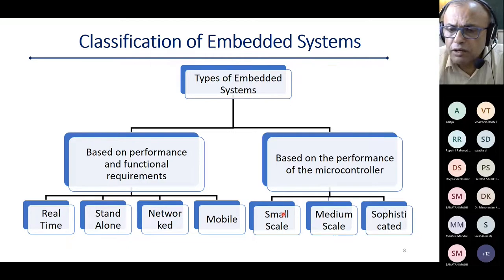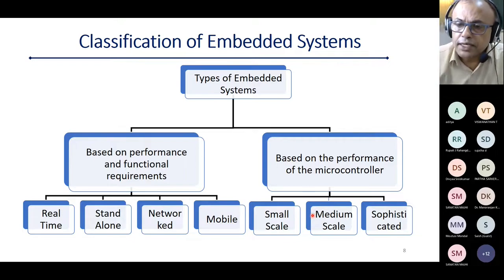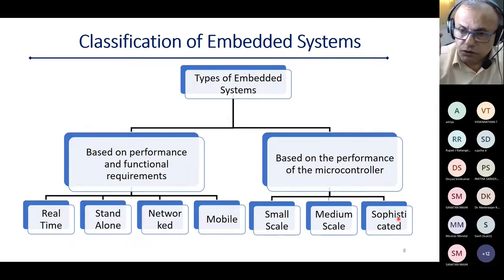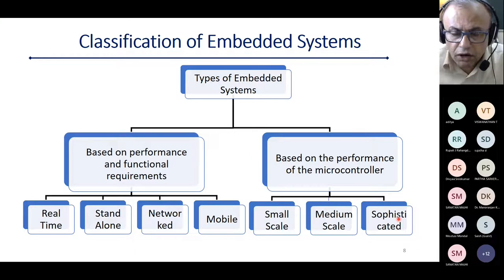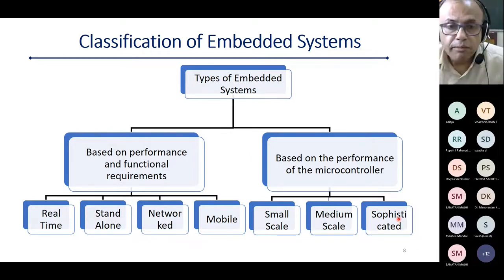In the small scale or even in the medium scale, say glucose monitoring is small scale, I can say, or the capsule endoscopy is medium. In that case, the microcontroller may not be that robust, we do not require that much, but for sophisticated things, it will be required. So based on that, we can choose different types of microcontroller. On the other side, it is based on the performance and the functional requirement, and accordingly you have to design it.